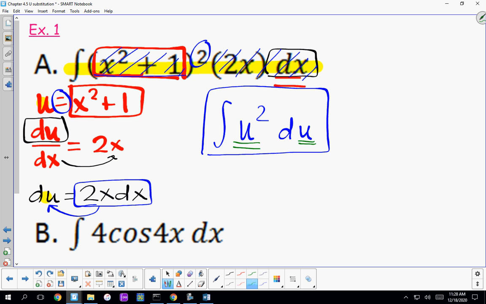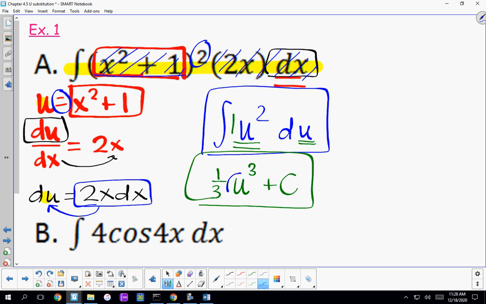So now we integrate like usual. We're going to add 1 to our exponent. We're going to divide by our new exponent. And then since this is an indefinite integral, we're going to add plus c. And just remember, we don't want any u's in our answer, so we can't actually leave this as an answer. We do need to go back and replace that with our function from the beginning. And so remember, u is equivalent to x squared plus 1. So all we're going to do is plug that in.